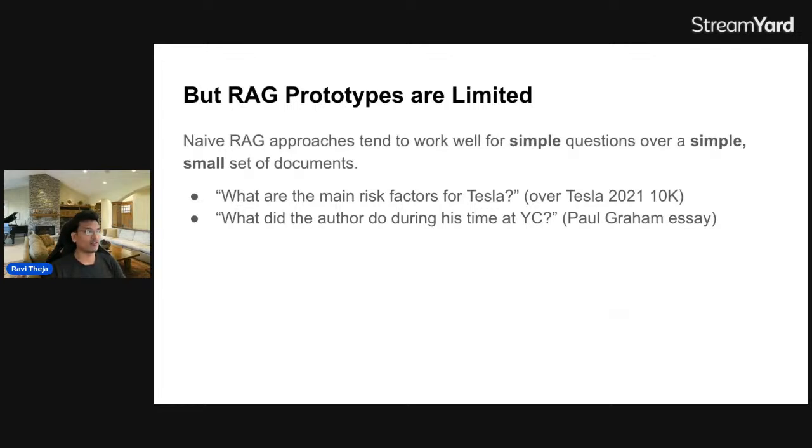You can call it a naive RAG stack, and it helps you answer some queries, like what are the main risk factors of Tesla, or what is the revenue of Tesla or Uber or Lyft in 2021, 2022, when a single document or two or three documents are indexed. Or maybe something like what did the author do during YC time, when a paragraph is indexed.